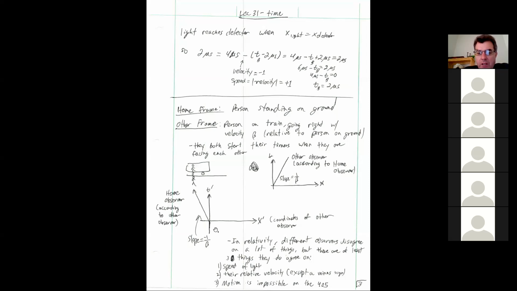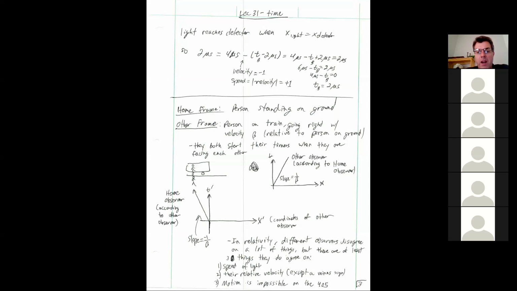In relativity, there's a few things you're allowed to agree on. We may disagree on all sorts of things. We may disagree on time and position measurements, but there are 3 things we can all agree on in the theory of relativity. We can agree on the speed of light. We can agree on our relative velocity. I might think that our relative velocity is positive, while you think it's negative, because we're going to disagree on who's going left, who's going right, who's standing still. But at least we'll agree on the magnitude of our relative velocity.